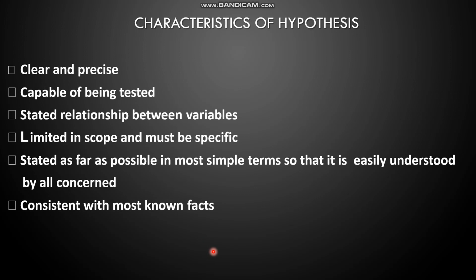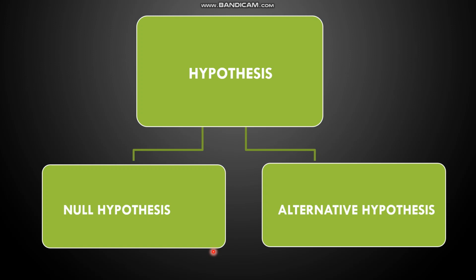Now here are some of the characteristics of hypothesis. First is clear and precise, capable of being tested, stated relationship between variables, limited in scope and must be specific, stated as far as possible in most simple terms so that it is easily understood by all concerned. And the last one is consistent with most known facts.